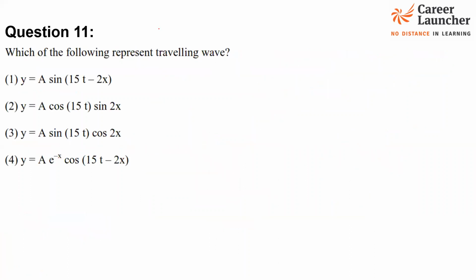Let's see the next one. A very, very simple problem. I think the entire nation would have done this one. Which of the following represents a traveling wave? For a traveling wave, you know that the function should be like a sin(omega t minus kx), while the other two represent a standing wave. So my answer is simply option 1.